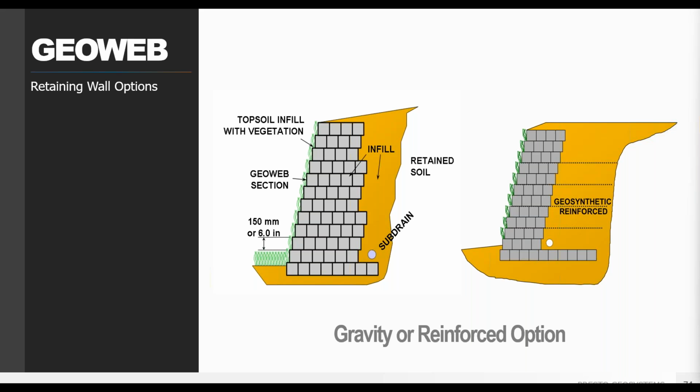Gravity walls with longer pieces of web at the bottom that get shorter as you go up, and the weight of that infilled GeoWeb provides the retention. Or the GeoWeb with GeoGrid reinforcement. So the GeoGrid provides the retention and GeoWeb functions as a fascia alternative. In either case, the front cell can be filled with topsoil and the back cells or reinforced zone can use any drainable material.